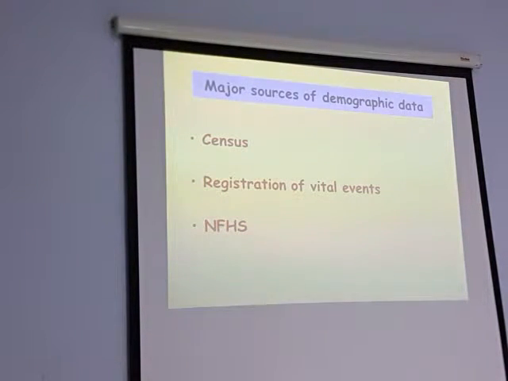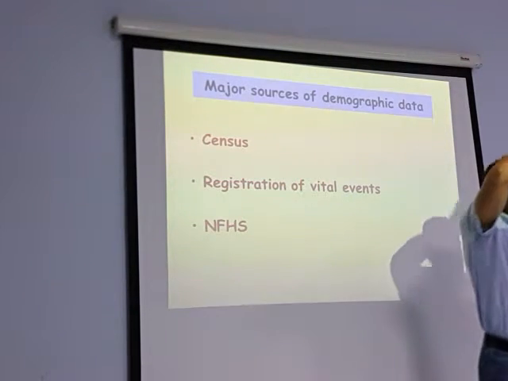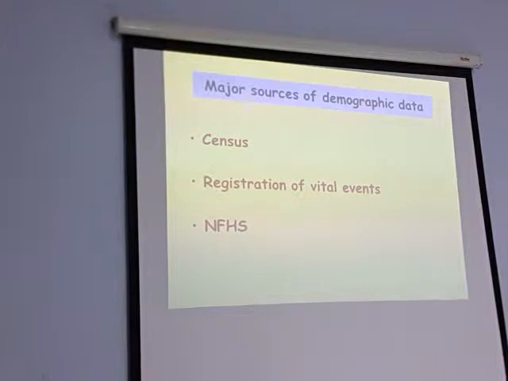Second is registration of vital events. What are those vital events? Any idea? So the first thing is clear, census? Yes. Every 10 years you might have seen that they are coming, knocking on your door. In 2003 they came. Now in 2013 they have also come. You might be remembering that. In 2023 they will be coming again.